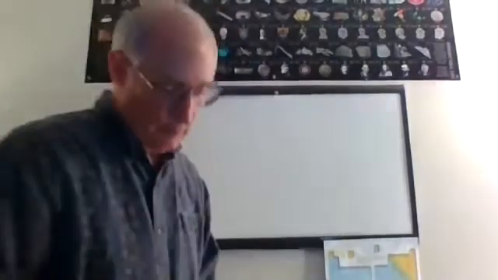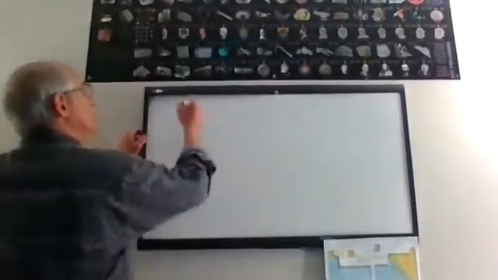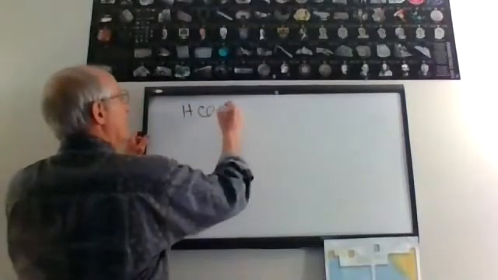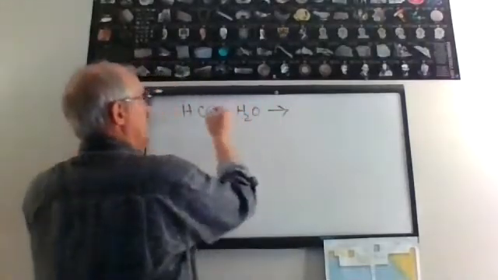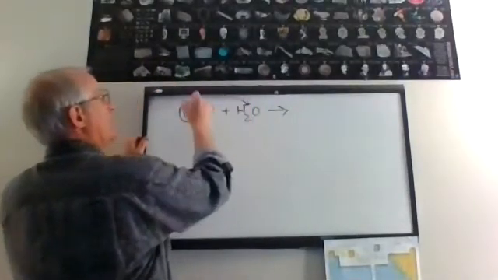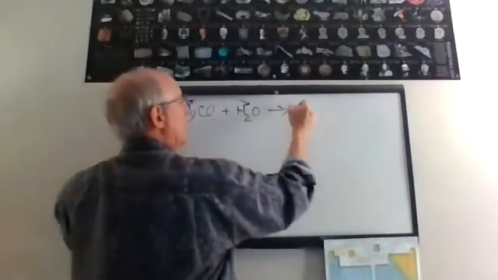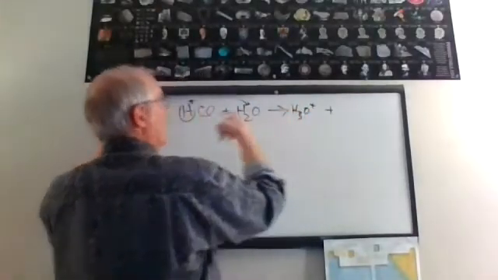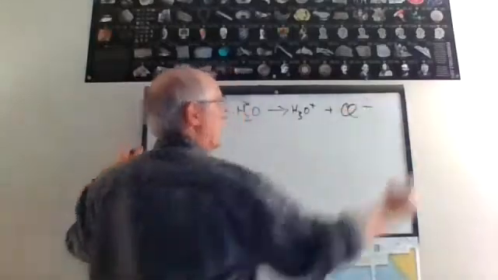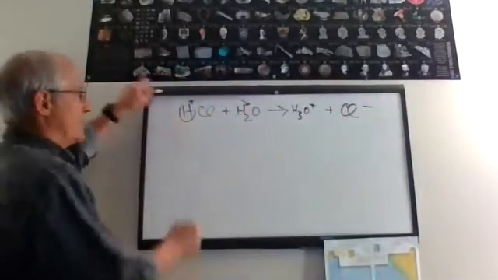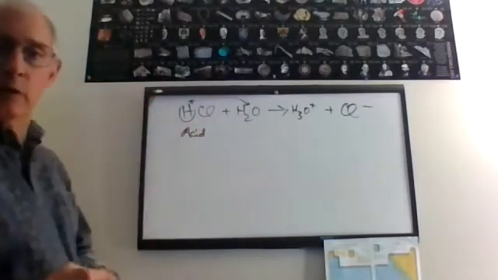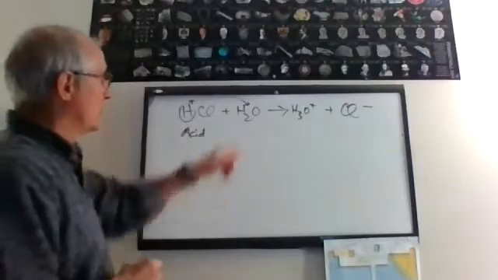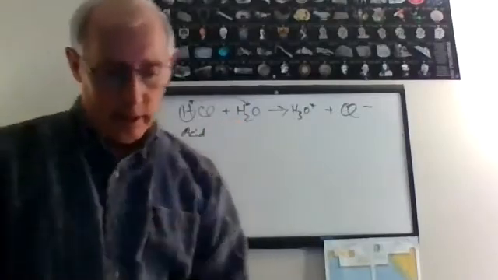Okay, so let's take that first equation. That's hydrochloric acid plus water yields hydronium ions, and that takes its positive with it, and chloride ions. So this is an acid. How do you know it's an acid? Well, it's got hydrogen on the front of it, but so does water. Yeah, water can act like an acid.